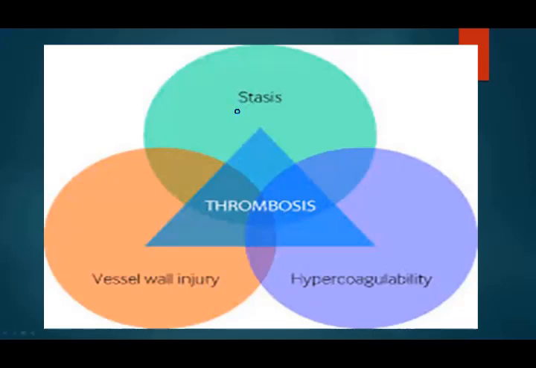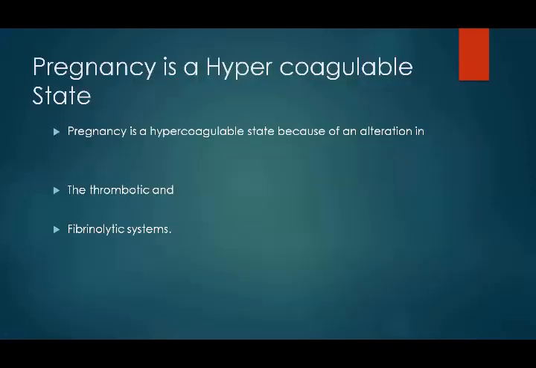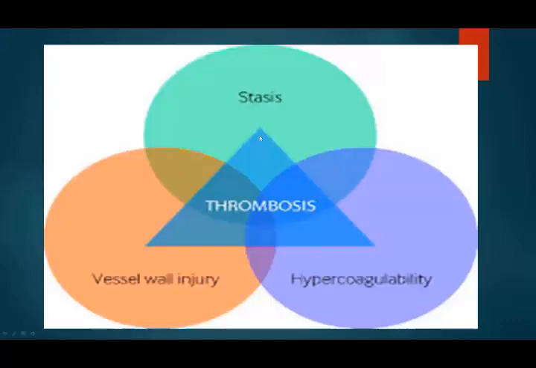So, why do we consider that pregnancy is a hypercoagulable state? Let's see together the thrombotic system and the fibrinolytic system and the changes they encounter in pregnancy. As we look at this Venn diagram, you see pregnancy is a state of stasis. I think you remember your physiological changes in pregnancy. You have learned about them. It is a state of stasis because of the effect of progesterone and pregnancy hormones.